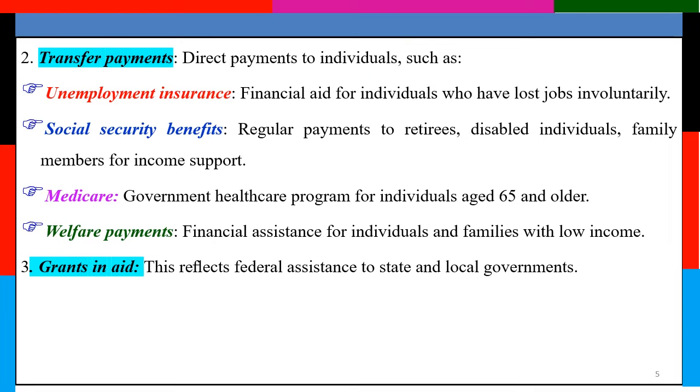The second one here is government spending, which is transfer payment, next to the government expenditure. Transfer direct payment to the individual, such as unemployment insurance.